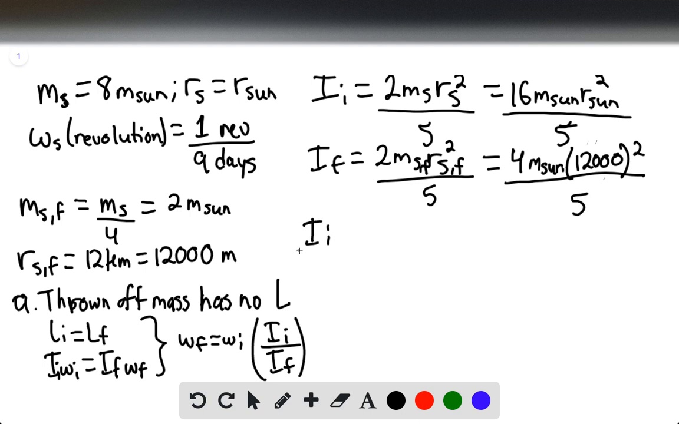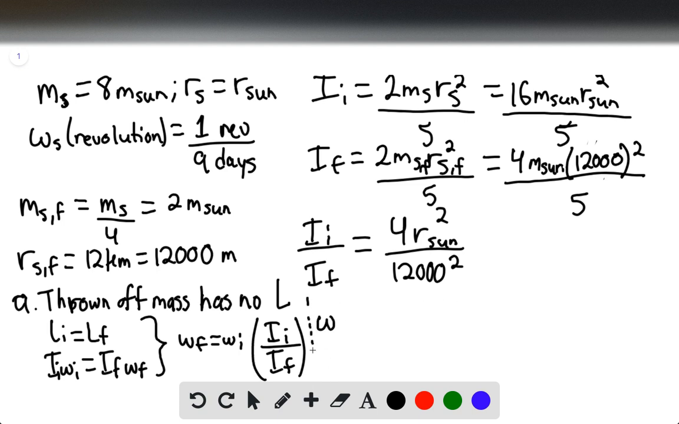And I initial over I final, if you were to simply divide these, you would get 4 radius of the sun squared divided by 12,000 squared. Again, these 5 cancel out. The mass of the sun cancels out. 16 divided by 4 equals 4. That's how that's accounted for there. The radius of the sun is here, and then 12,000 would be left as a denominator.